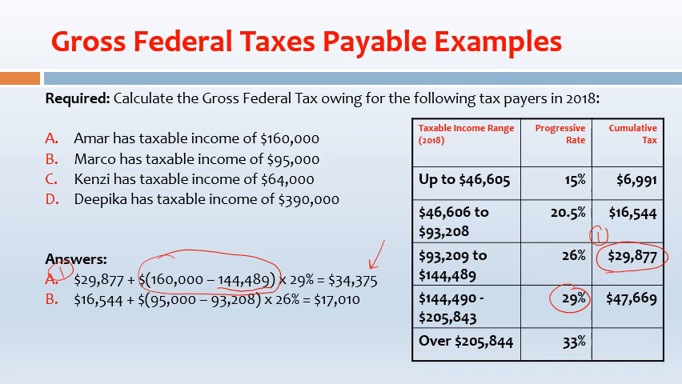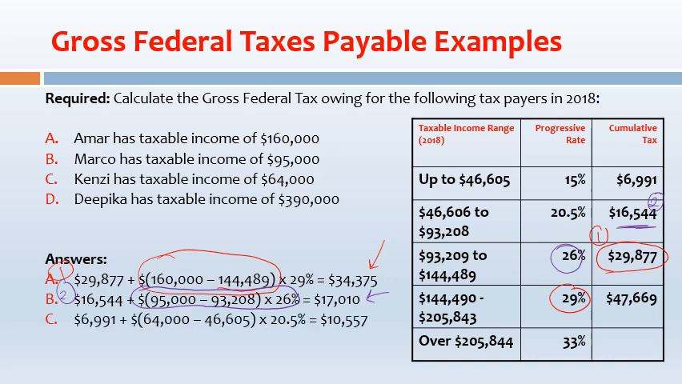For our second taxpayer here, we have 95,000 bucks. This is similar to the previous example in that we're going to determine that this gentleman falls into the 26% tax bracket right here, meaning we can start out with this amount, 16,554. And then we're going to determine the difference between this amount of taxable income and the high end of that second bracket. We'll multiply that difference out by 26%. Add them all up, and we've got 17,010.